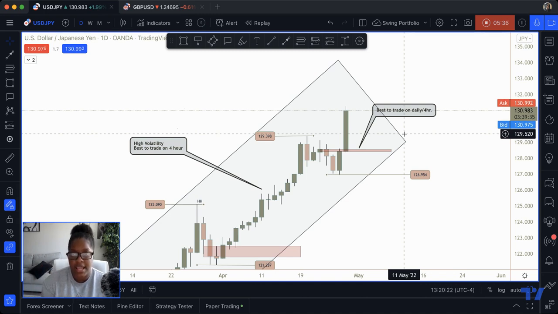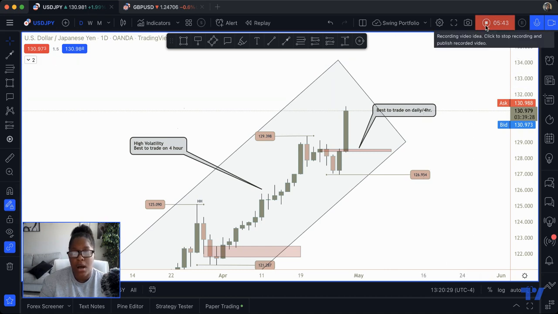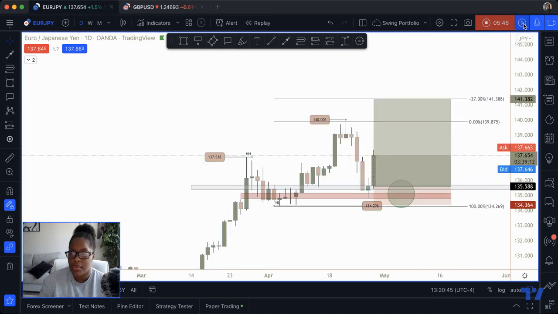And if it can give us that entry, then great. That's what we're going to be doing. Okay. So that's USDJPY. But I also want to share another trade with you guys too.